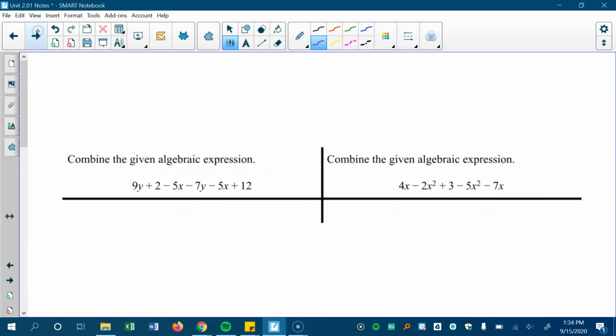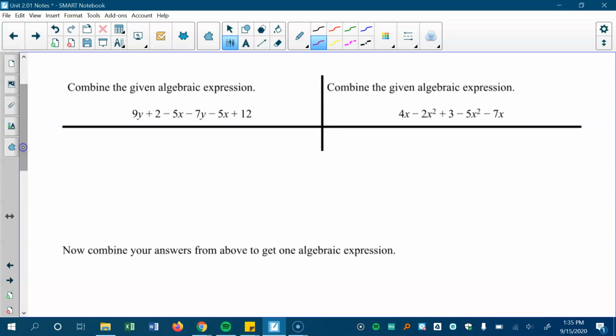For the next page, we have to combine the given algebraic expression for 2 different problems. So let's do the first one here. To combine this expression, we need to group our like terms. I have a 9y and a minus 7y. I'm going to do 9y minus 7y. I'm choosing to go the vertical method here. I also see that there are no other y's in this expression, so I'm just left with 2y.